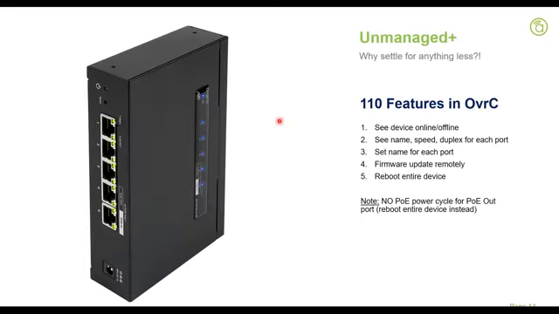So let's go quickly through the features. Unmanaged Plus, like I said, it's an unmanaged switch, but cloud managed through OvrC. So it's DHCP out of the box. It grabs an IP, talks to OvrC. What you get in an unmanaged switch is you see devices online, offline. You can see if the switch is offline or online. You can name the switch. You can name individual ports, and you can see the speed and duplex on each port.